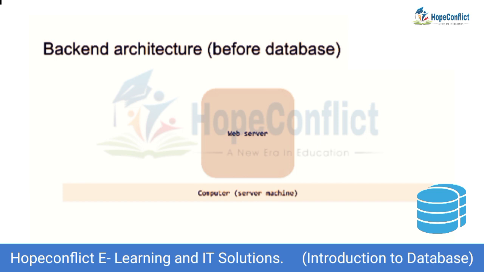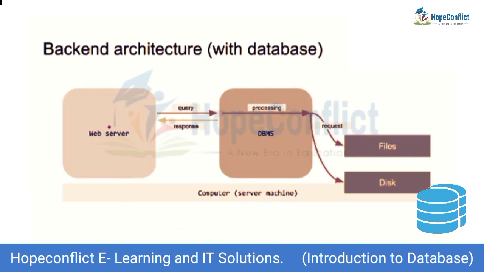So before we had a database, this is kind of what our server-side setup looked like. There was a computer, which is the server machine, and on top of that was our software, which is a web server, right? Once we have the database, our web server should be able to make a request to a database, load data, and then use that to process requests and give out responses. So this is what that setup looks like.